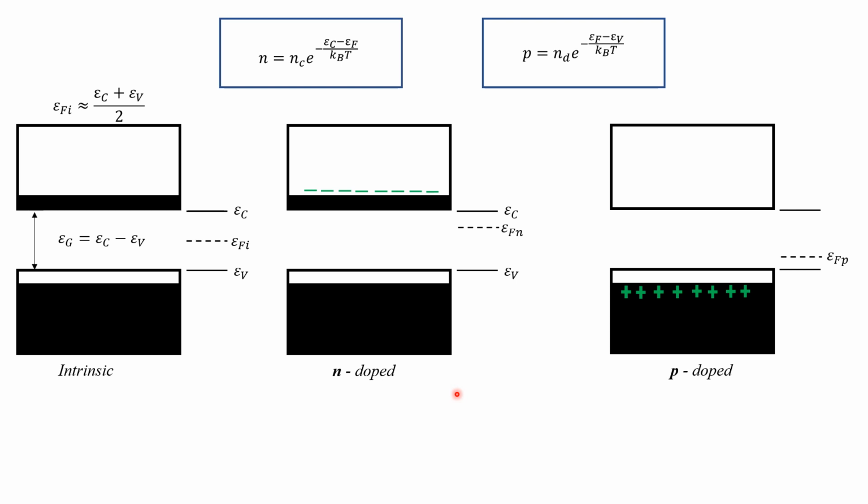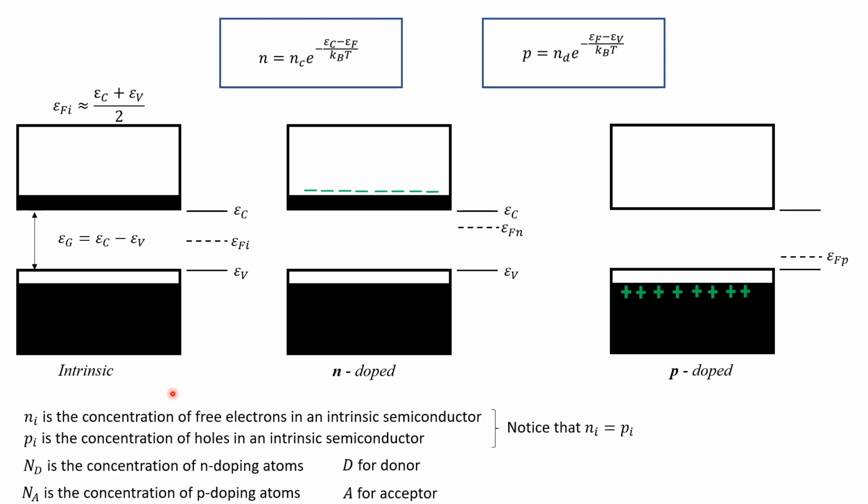So in this lecture, we need to find an explicit expression connecting the Fermi levels of n and p-doped semiconductors with the concentrations of doping atoms. And to do that, we need to define some new notation.